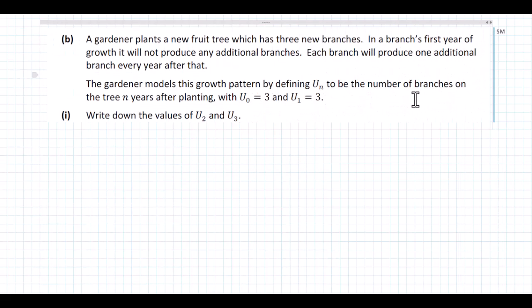So that's that. Part B then, let's see, what have we got? We've got a gardener who plants a new fruit tree which has 3 new branches.